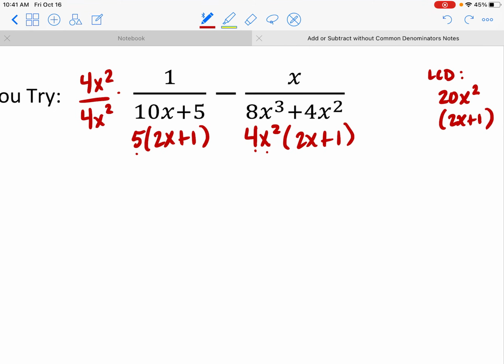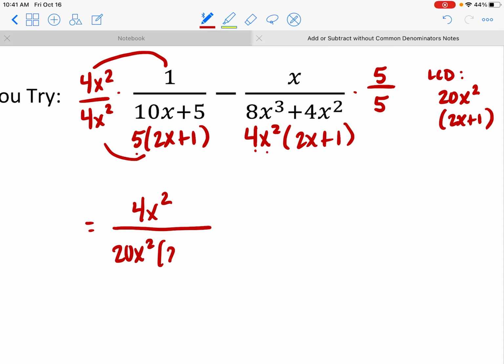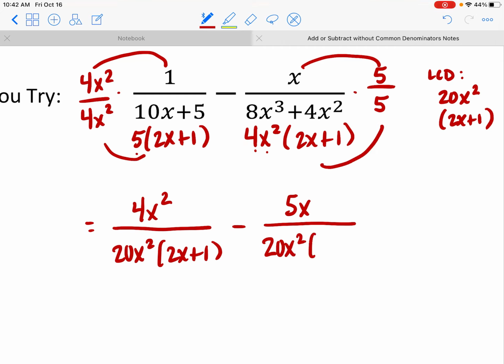So the second fraction, I've got the 2x plus 1, but I got to go from 4x squared to 20x squared, which means I'm going to have to multiply by 5 over 5. And that's again going to get me to 20x squared in front of a 2x plus 1. So that gives us 4x squared over the common denominator, 20x squared 2x plus 1, minus a 5x over 20x squared and 2x plus 1, again, our common denominator. Make sure the minus goes with that 5x.